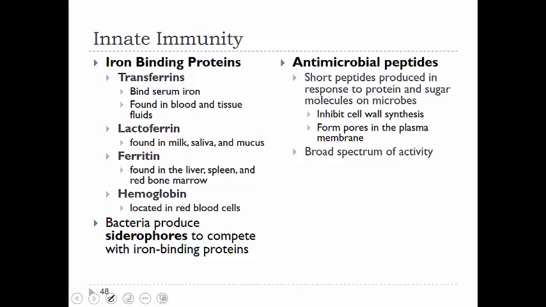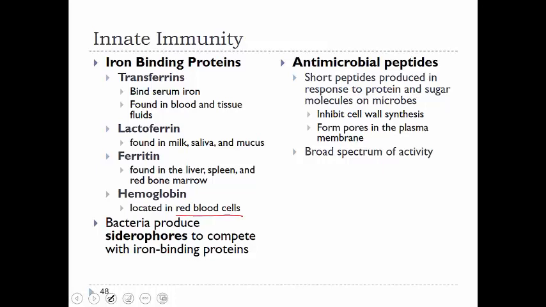We find them in the blood and tissue fluids. Lactoferrin is found in milk, saliva, and mucus. Ferritin is found in the liver, spleen, and red bone marrow, and then hemoglobin is located in red blood cells. All of these are getting iron bound up so it's not available. What happens is bacteria produce siderophores that can actually steal the iron from these proteins. They can also digest red blood cells.